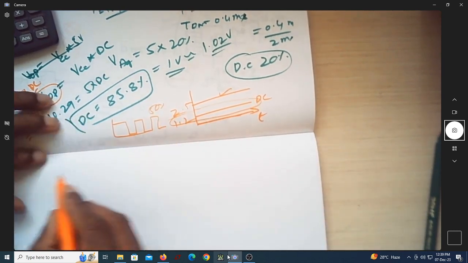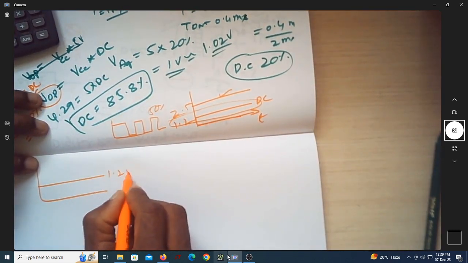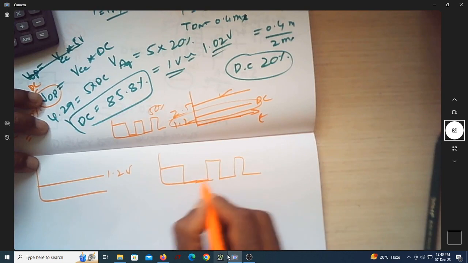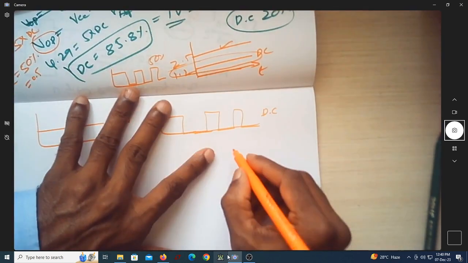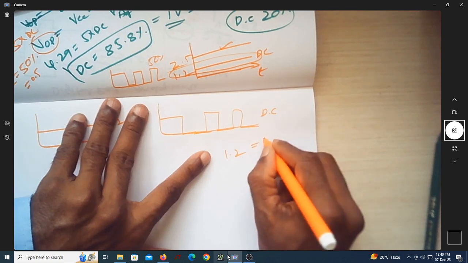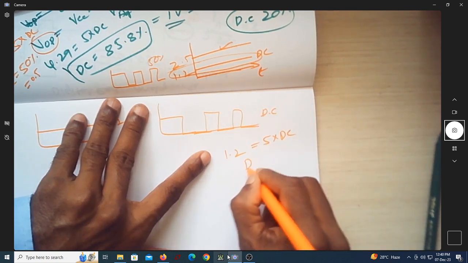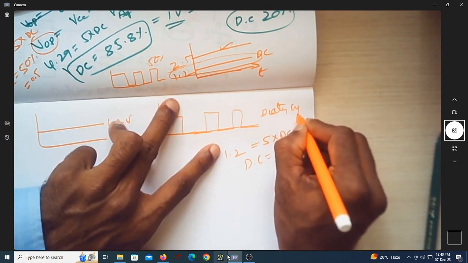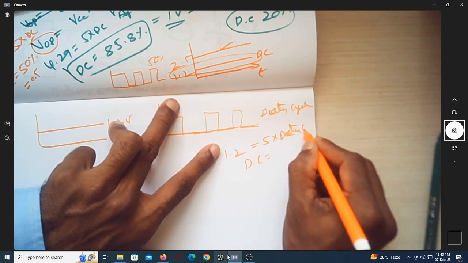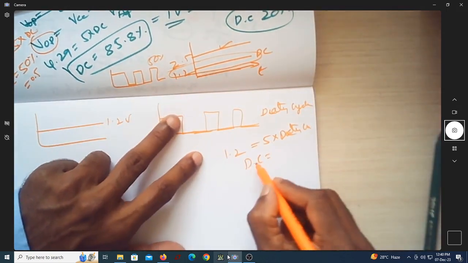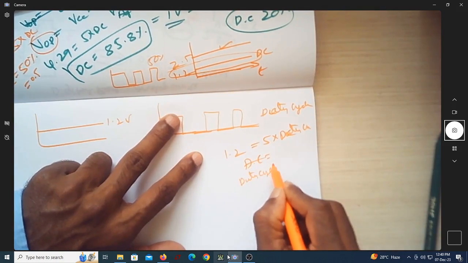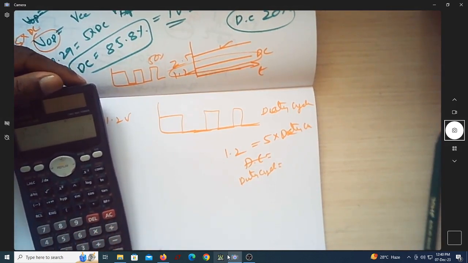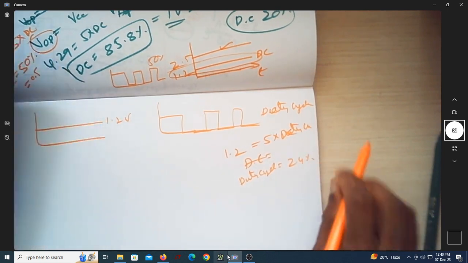If I want to get 1.2 volt, I have to generate a square wave of what duty cycle? That I can calculate. 1.2 is required, from 5 volt, what should be the duty cycle? This is not a DC, okay. This is duty cycle. You should not get confused with that DC voltage. So duty cycle is 1.2 divided by 5. Can you see it is 24% duty cycle?